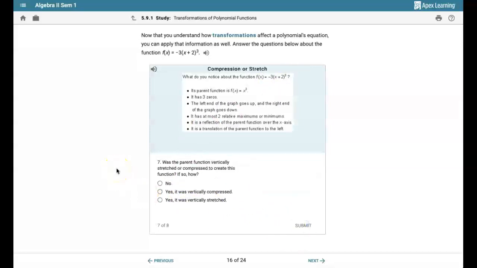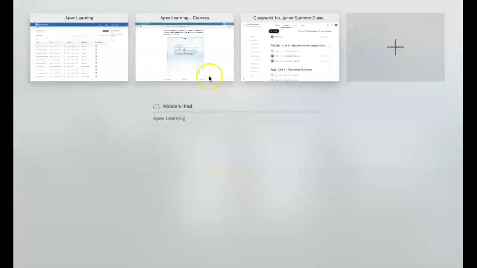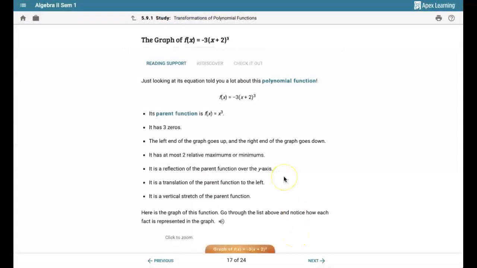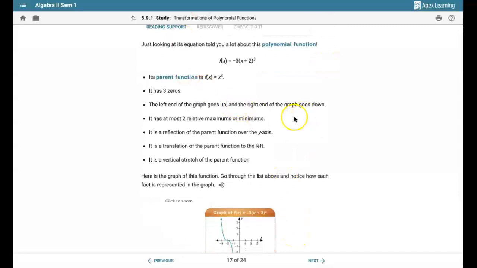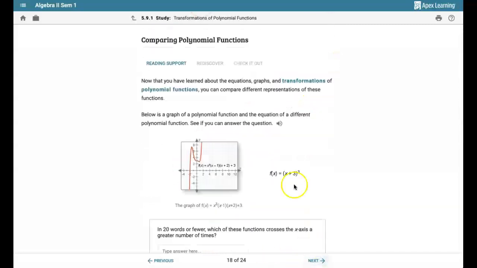Was this function vertically stretched or compressed? The answer is yes, because this is not just a 1, this is a 3 there. So it was stretched by a factor of 3. That's how we're going to put it all together here. We know a ton about this polynomial by looking at this. So we can draw a general shape.